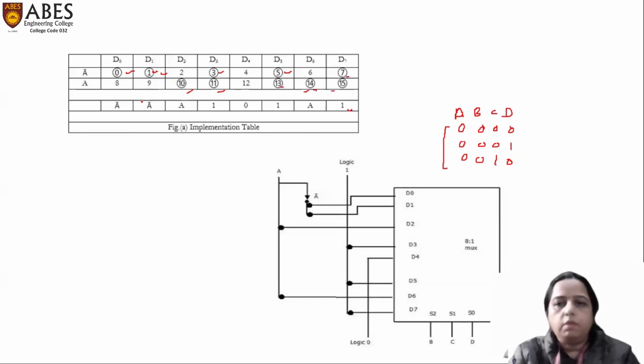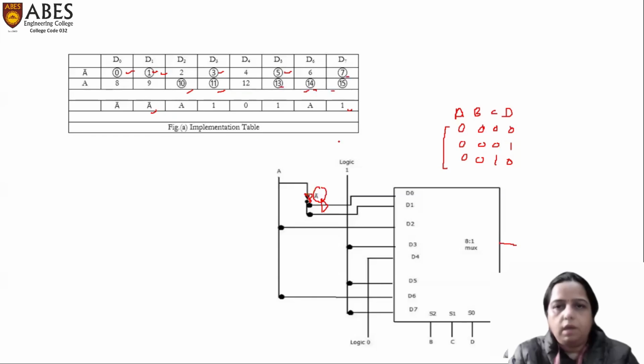And on the basis of this implementation table, we will draw the 8:1 multiplexer. So the selection lines will be B, C, and D. And the input lines will be based on the implementation table. Means D0 is connected to A bar. So here we have drawn it with the help of A bar. So here we are having a NOT gate, which is giving the output as A bar. So D0 is connected to A bar.